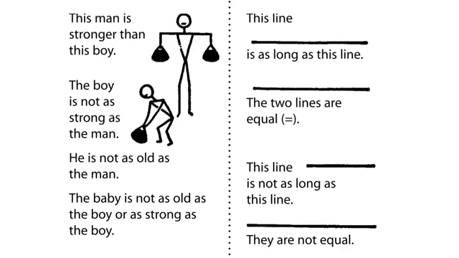This man is stronger than this boy. The boy is not as strong as the man. He is not as old as the man. The baby is not as old as the boy or as strong as the boy. This line is as long as this line. The 2 lines are equal. This line is not as long as this line. They are not equal.